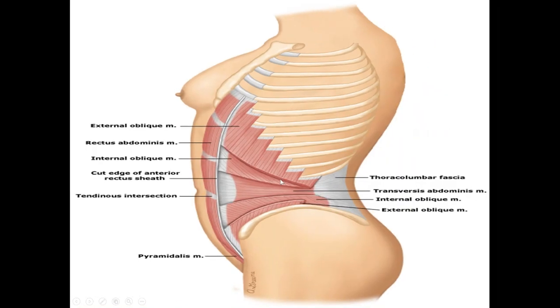Okay, this picture shows the abdominal wall. This is the rectus abdominis, this is the external oblique muscle, and below it is the internal oblique, and this is the transversus abdominis. So first, this is the external oblique, this is the internal oblique, and this is the transversus abdominis.